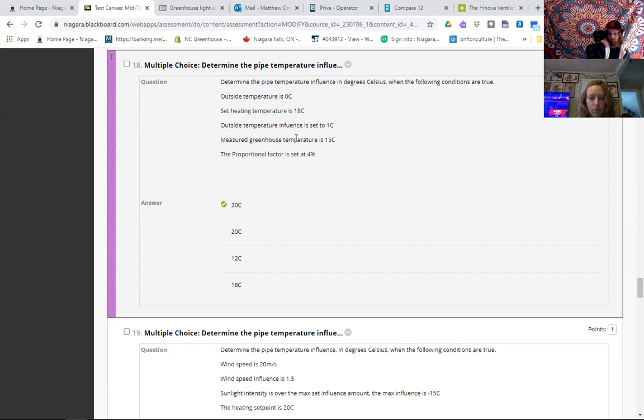Then the measured greenhouse temperature is 15 degrees Celsius, and our set point is 18. So we need to add heat to the greenhouse to get from 15 to 18. In order to figure that out, we have a proportional factor set at 4%. Okay, so there's a temperature difference of 3 degrees. So 3 degrees multiplied by the multiplier of 4 is going to give us 12 degrees added to the pipe temperature. Add them both together, you're going to get 30 degrees Celsius.